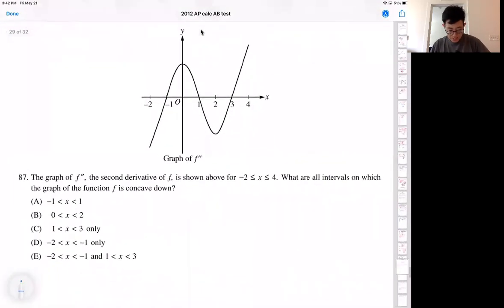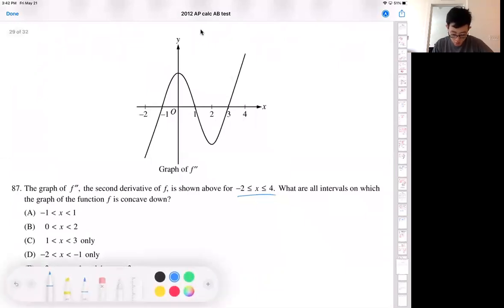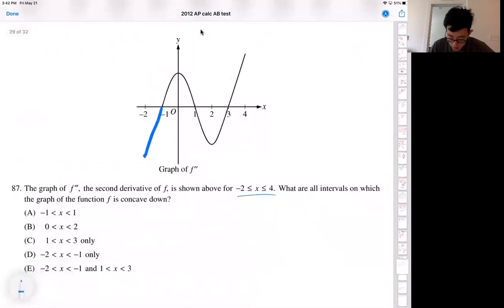All right, 87. The graph of f double prime, the acceleration graph, the second derivative, is shown for -2 to +4. What are all the intervals in which the graph of the function is concave down? Okay, concave down means, again, we're looking for the values in which the second derivative is negative, right? So that's when it's between -2 and -1 and between 1 and 3.